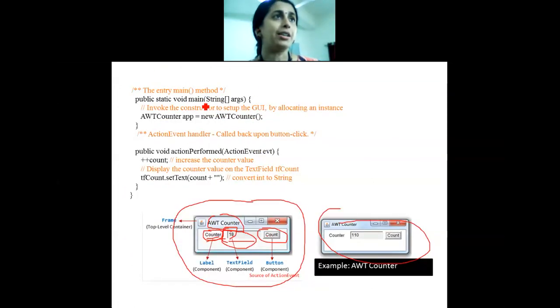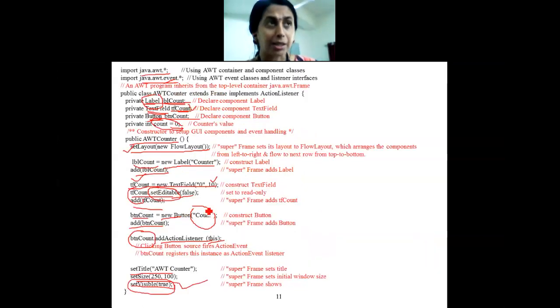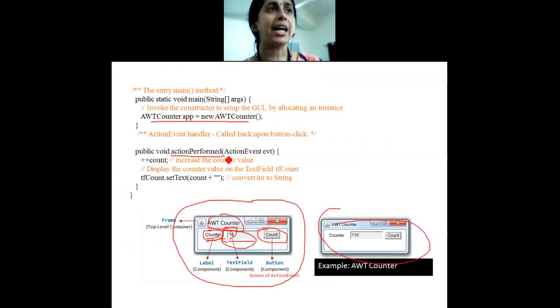Then I have started the main method. Inside this main method, I have simply created an object of that constructor. And then I have written the matching action performed for this action listener. Whenever I call add action listener, it will search for its matching action performed.